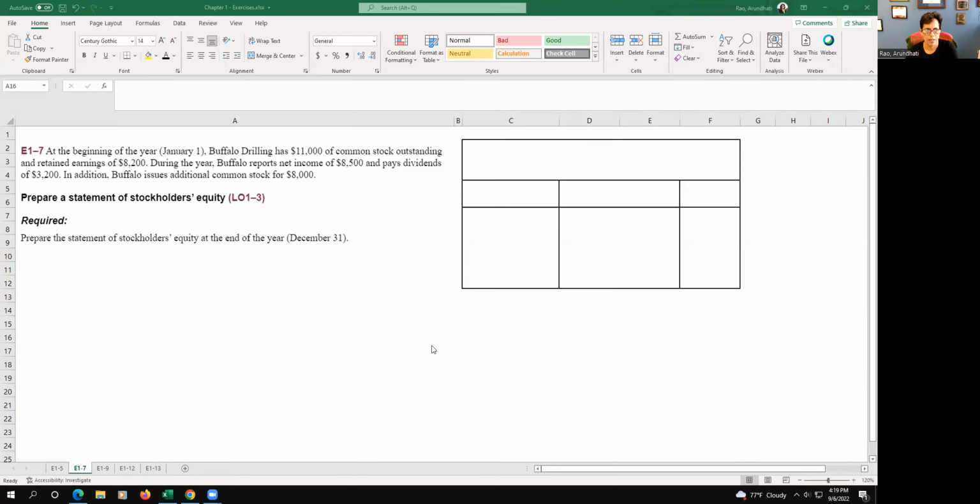Welcome back. Let's take a look at the second exercise we need to work on for our homework assignment in Connect. We are looking at exercise 1-7. In this one, we've been asked to prepare a statement of stockholders' equity at the end of the year.